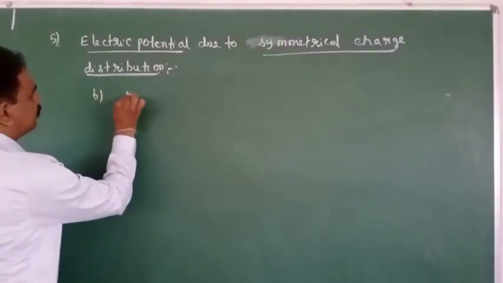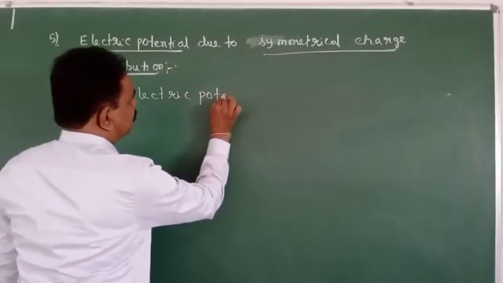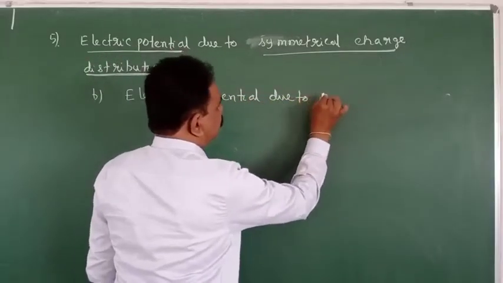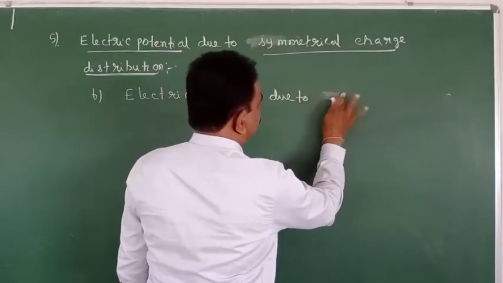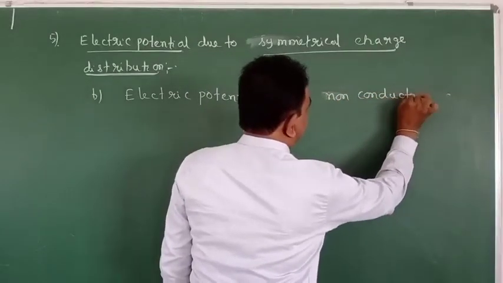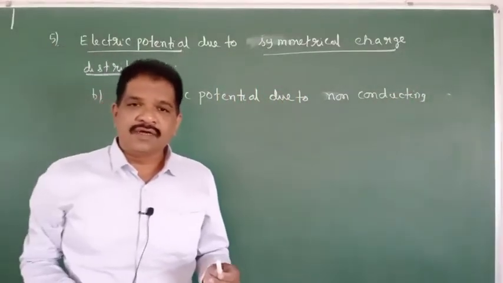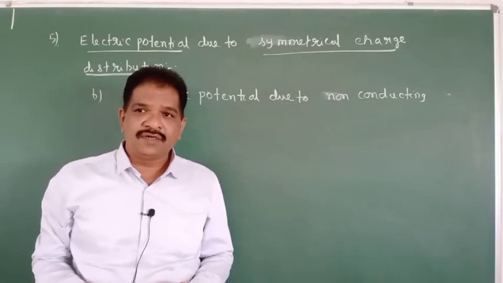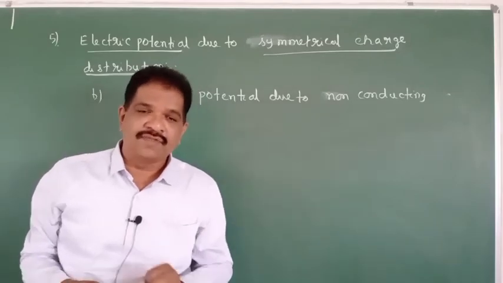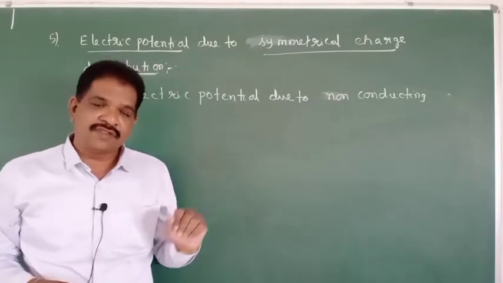Electric potential due to non-conducting and conducting bodies, two will be there. Non-conducting means insulator. In the non-conducting body, charge will reside inside the body. In the conducting body, charge will reside on the surface of the body.